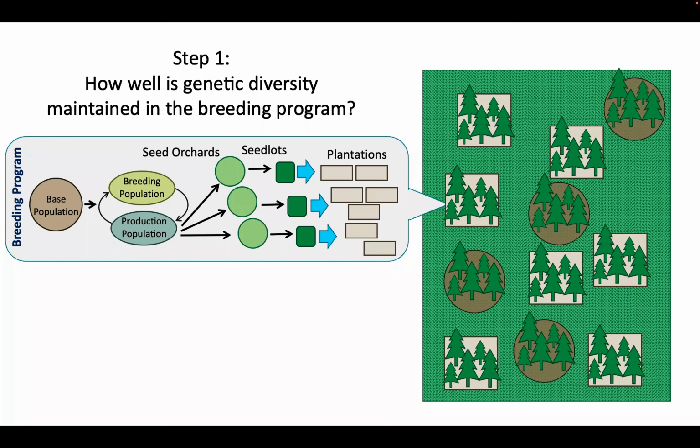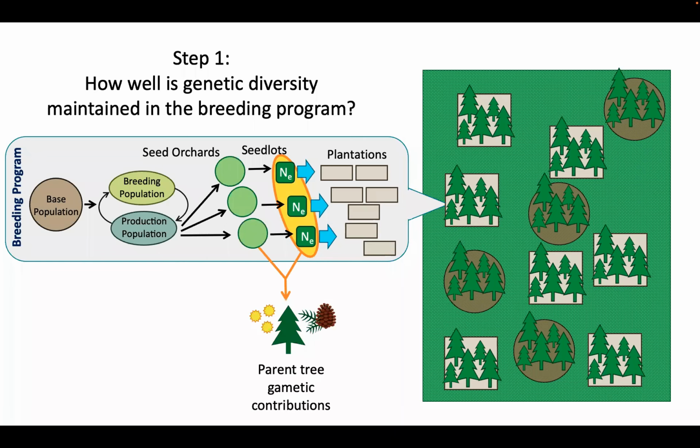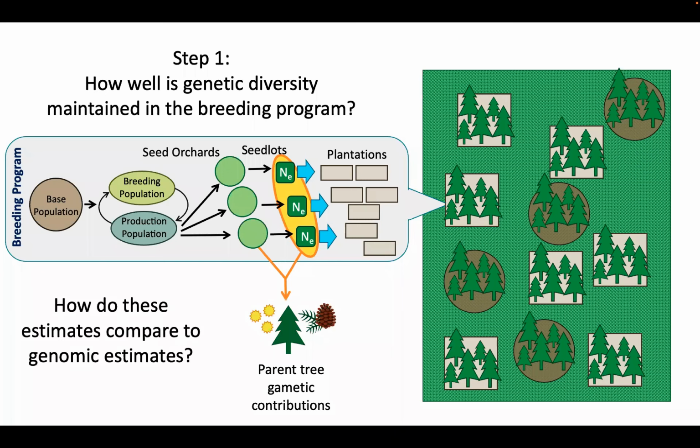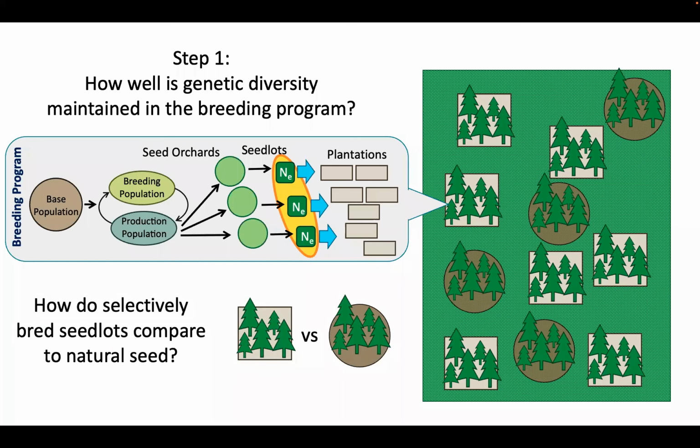And so the first step in addressing this question is how well is genetic diversity maintained within the breeding program? And here in BC, it is monitored and maintained at the seed lot level by estimating effective population size from parent tree contributions in the seed orchards. And so we want to know, how do these estimates compare to genomic estimates? So how are these boots on the ground estimates comparing to genomic estimates? As well as how genetic diversity in these selectively bred seed lots compares to genetic diversity in natural seed.